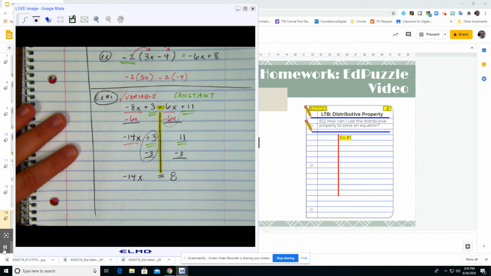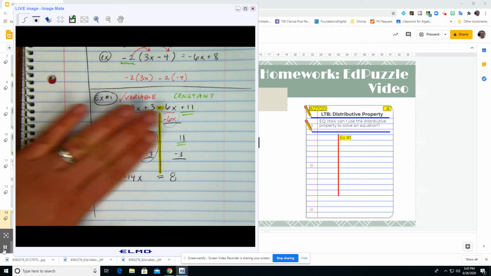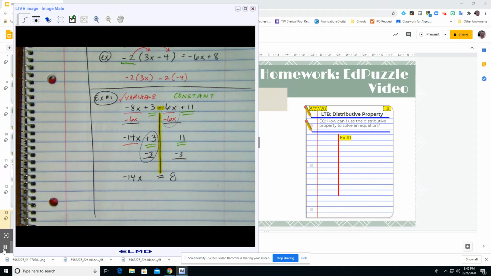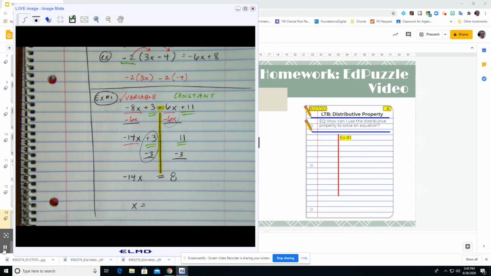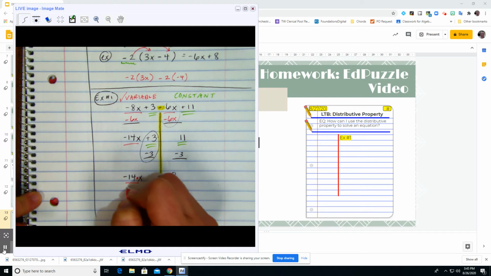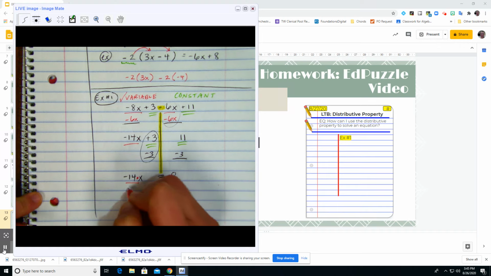So once you get all your terms combined, so you have all your variables on one side, your constants on the other, then your goal is always to get what x equals, 1x. So now we need to undo this multiplication. This is -14 times x. To undo multiplication, I need to divide. Now remember, a fraction means divide.